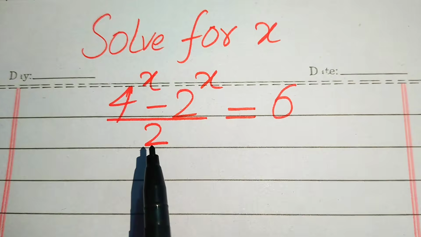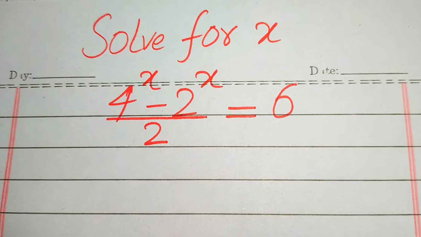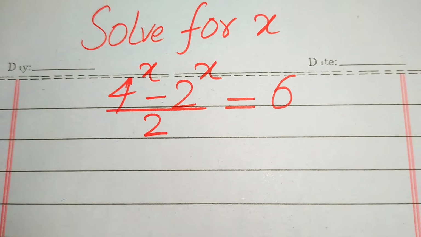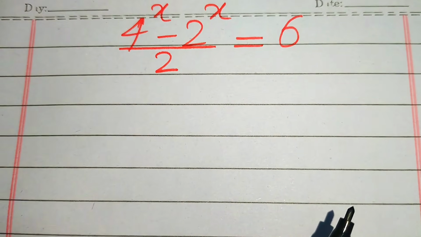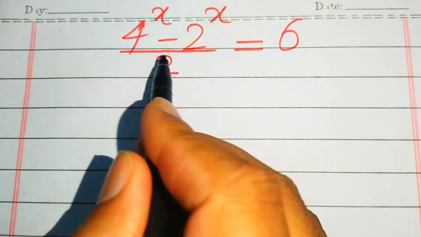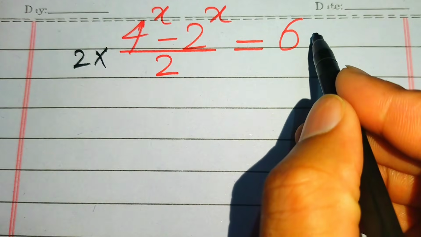Here we have 4 to the power of x minus 2 to the power of x divided by 2 equals 6, and we solve this problem for all the values of x. Here first we need to remove the 2 which lies in the fraction on both of the sides. So in order to remove this 2, we will multiply both of the sides by 2.